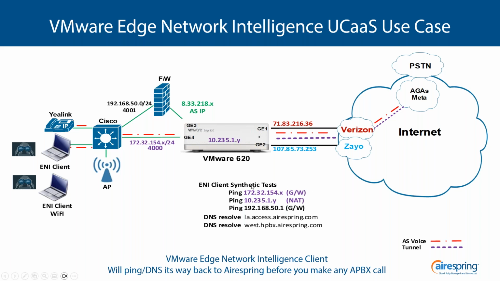I set up these synthetic tests. The PC now, every 2 or 3 minutes, is making a phone call back to AirPBX and giving that rating up to the ENI so that if there are any issues, we know when it happened and where it happened by default. That's what I mean.